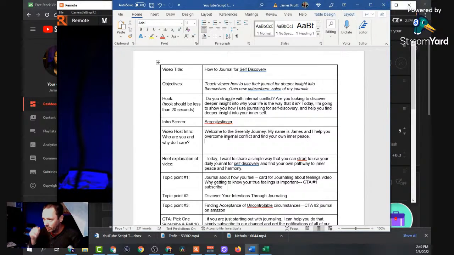Today, I'm going to share with you three simple ways that you can use journaling to get deeper insight into who you are and get in touch with your internal being so that you can go on a journey of self discovery and create the life of your desires. Let's jump right in.